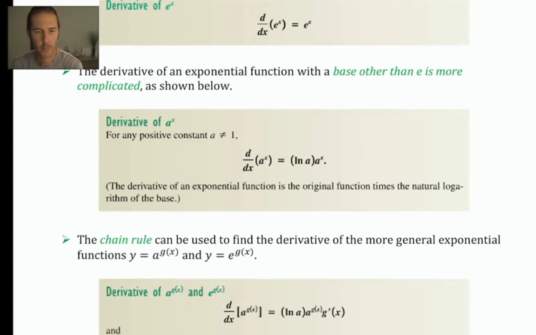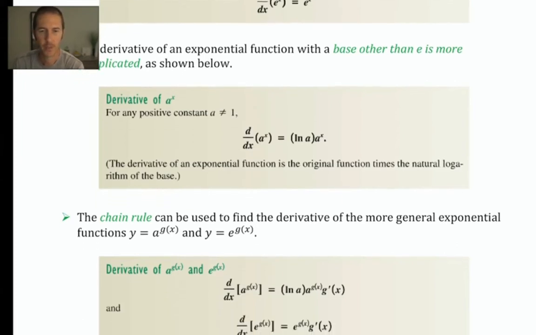And next, if we're taking the derivative of a positive constant a that's not equal to 1, raised to the power of x, then the result is the natural log of a times the original expression, a to the x.